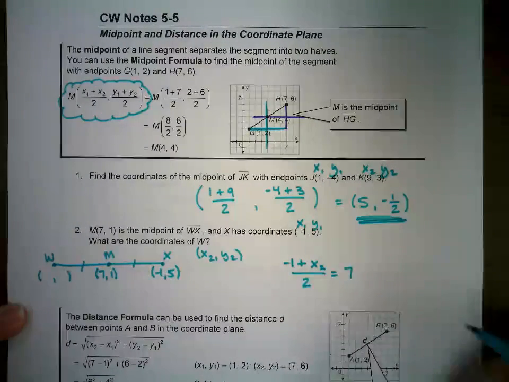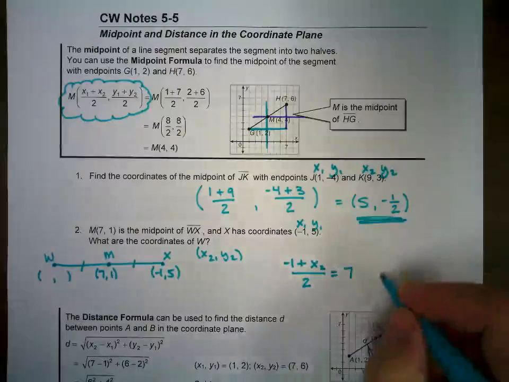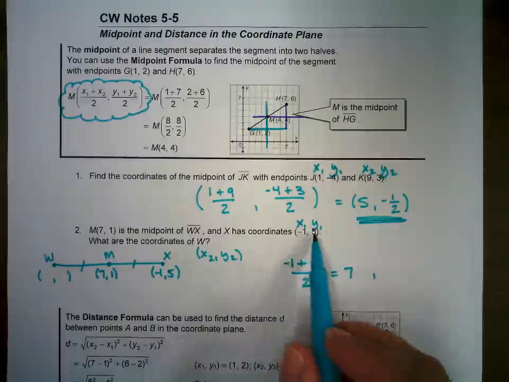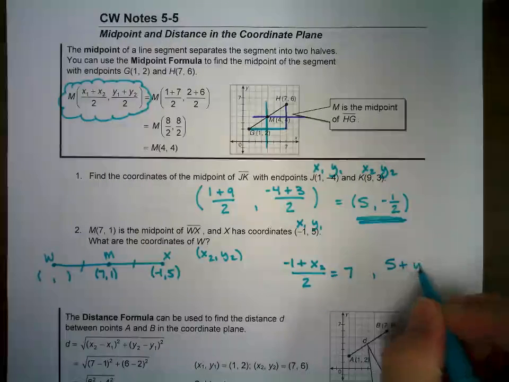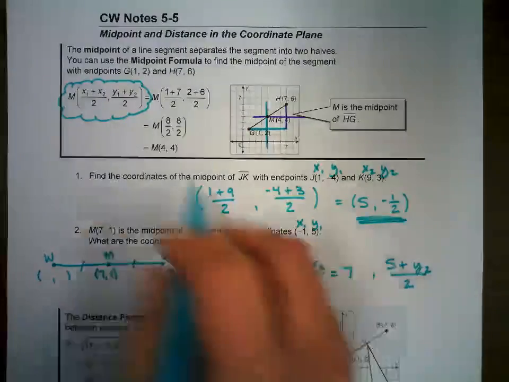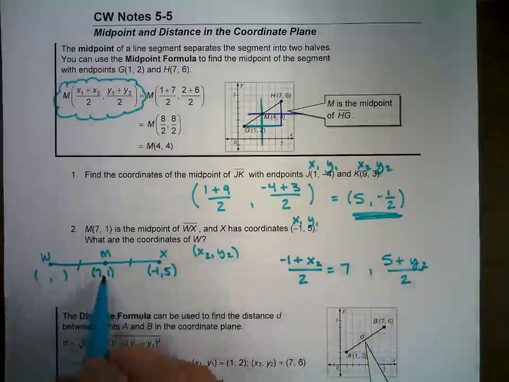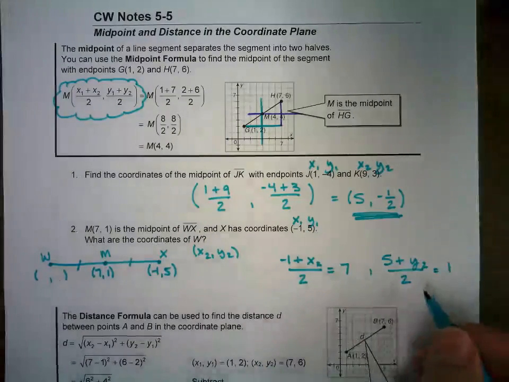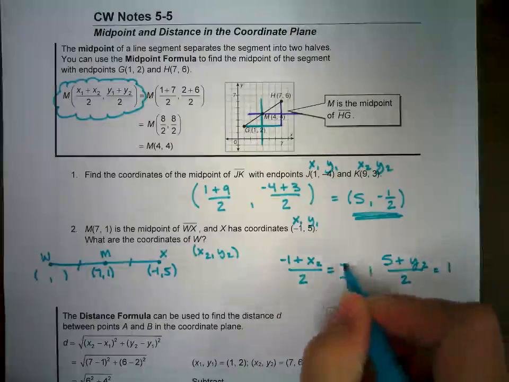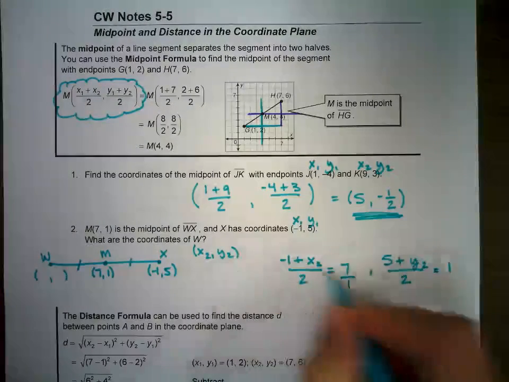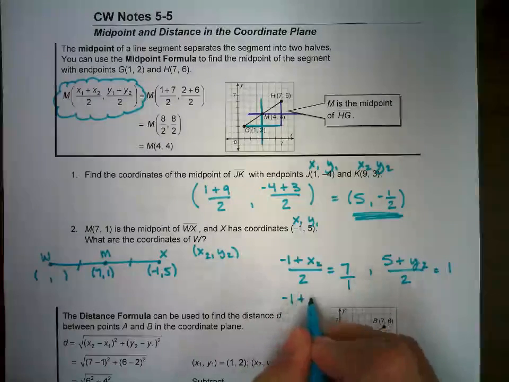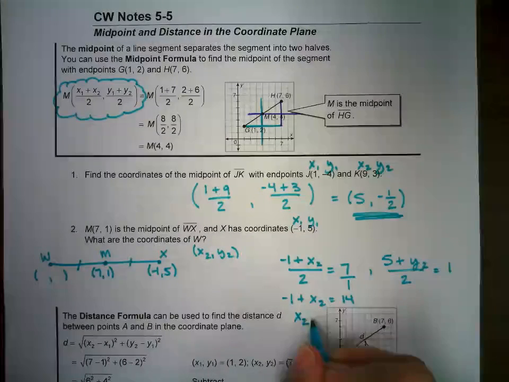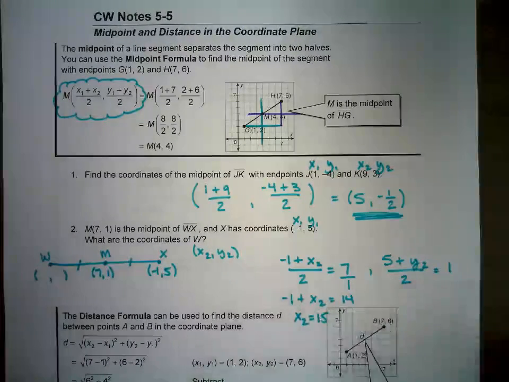Okay, and then likewise, I can set up another equation for my y coordinate. So y1 plus y2 over 2, I've got y1, but I don't have y2, that's what I'm looking for, but I do know when I average them, I should get the y coordinate of this midpoint. So I can set that equal to 1. And I can solve this algebraically. So put this over 1, now I've got a fraction equals a fraction, and I can cross multiply, right? So negative 1 plus x2 equals 14. And when I solve for x2, add 1 to this side, I'll get 15.